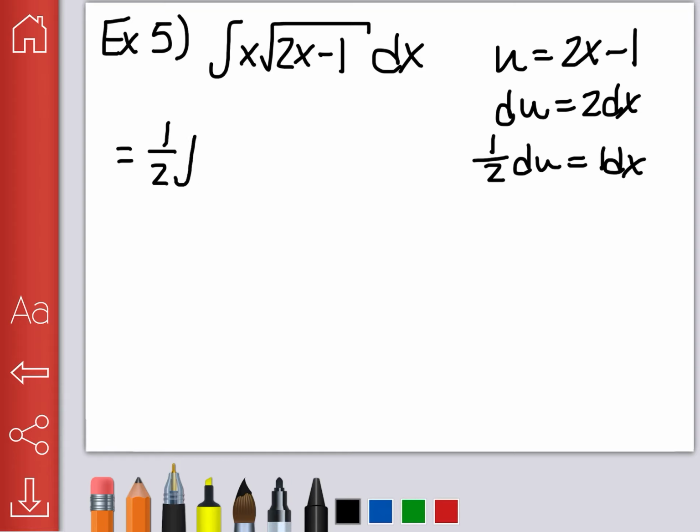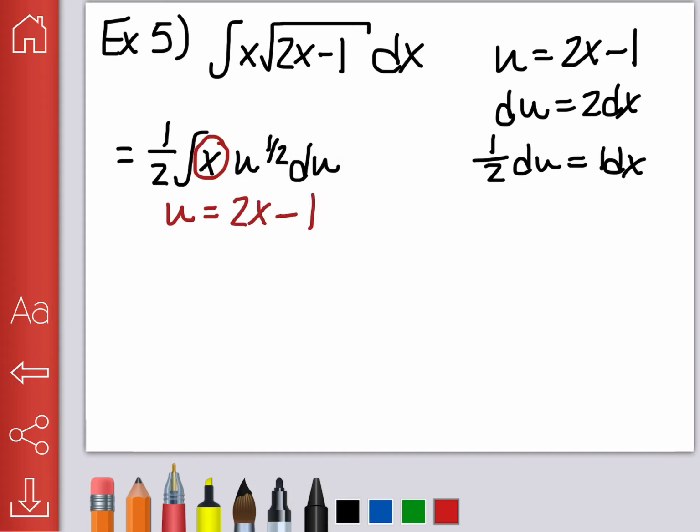So we end up having 1/2 times the integral of x times u to the 1/2 du. Now, we run into a problem here because we have this random x, and we need it to be in terms of u. Luckily, we have an equation that relates x and u. So we can just rearrange this equation, get x by itself, and get it in terms of u. So that's what we're going to do here.